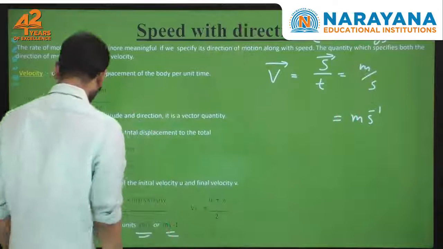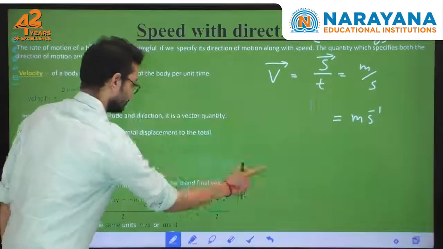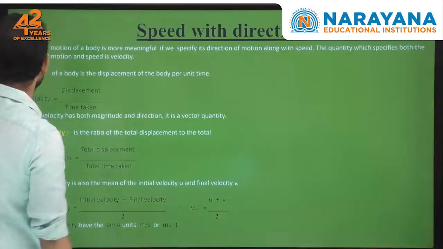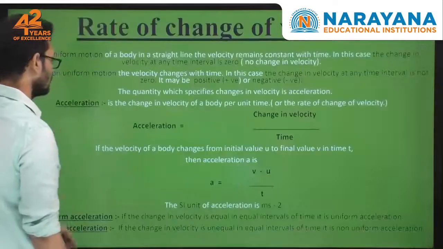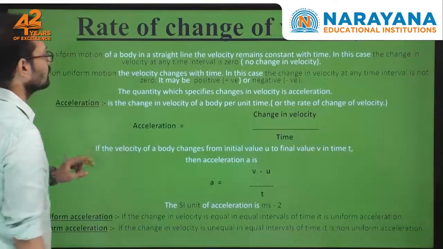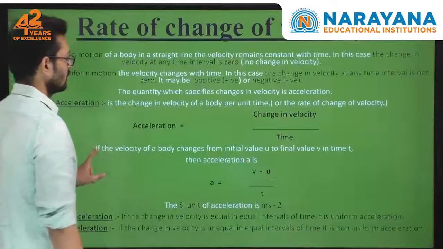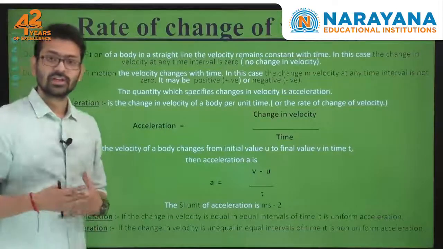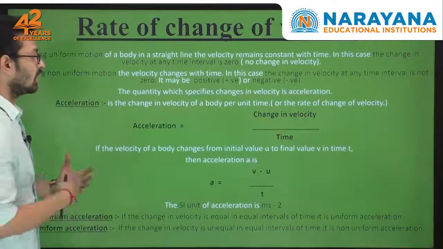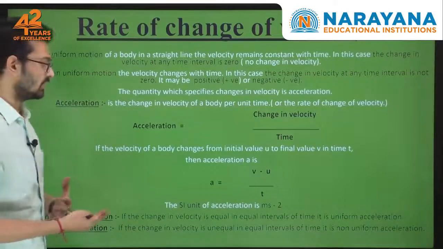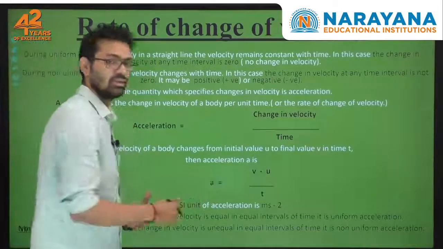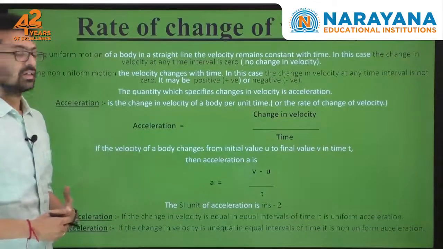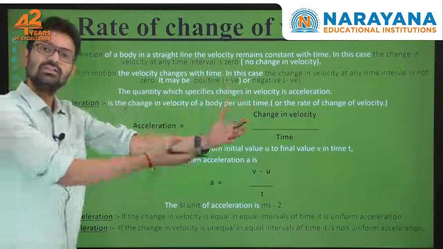Right? Now let me go with the rate of change of velocity. Rate of change of velocity is nothing but how much change in velocity is happening. For example, change in velocity, how do you calculate it? You calculate it like the final velocity minus initial velocity.